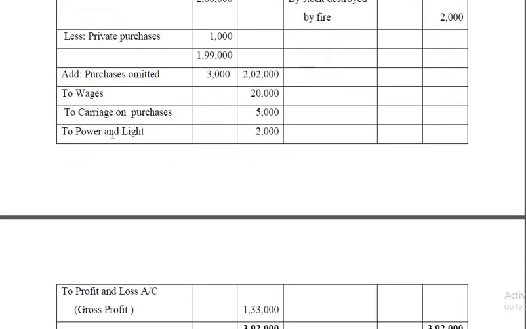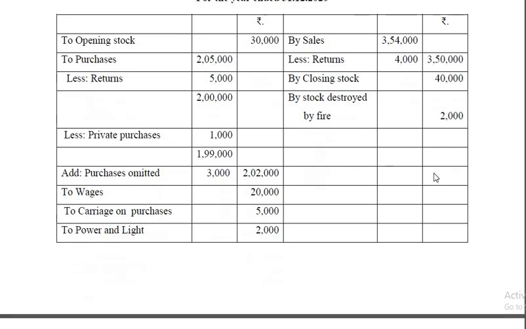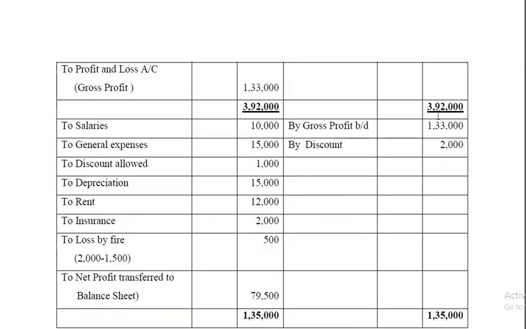Wages, direct expense, carriage on purchases, power and light, all these will come to the debit side. Sales, 3,54,000. Then sales returns, it is a debit balance. Sales is a credit balance. Sales return is a debit balance. So you have to remember, purchase is a debit balance, but purchase returns are credit balance. So these things you have to remember properly. Closing stock is 40,000. Then goods destroyed by fire. So the value of the goods destroyed, that should be credited 2,000.